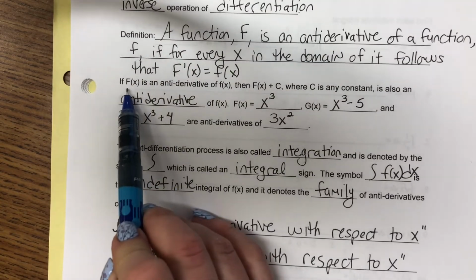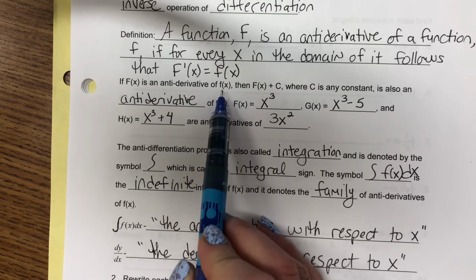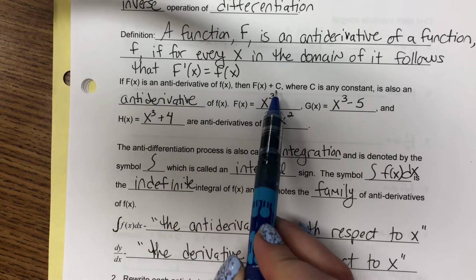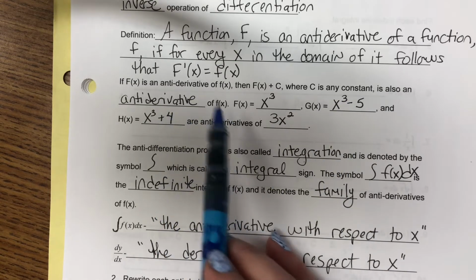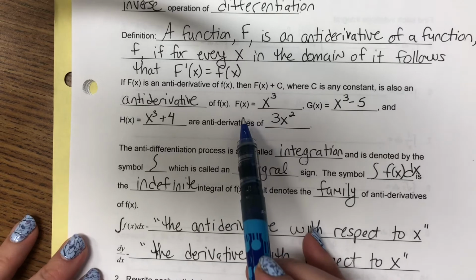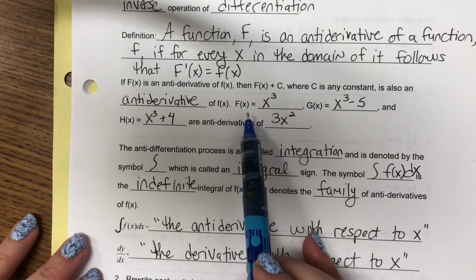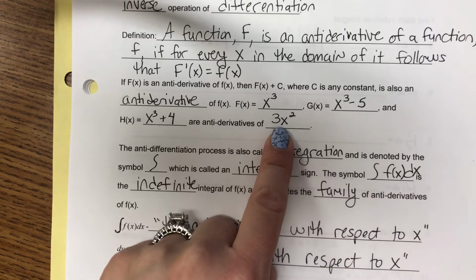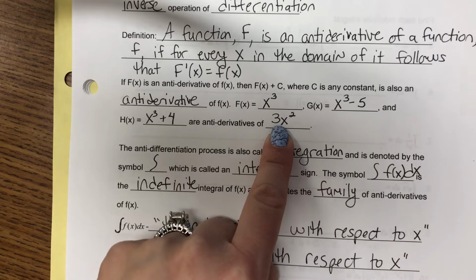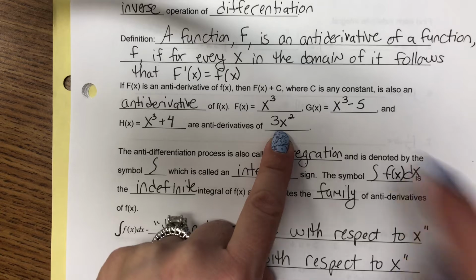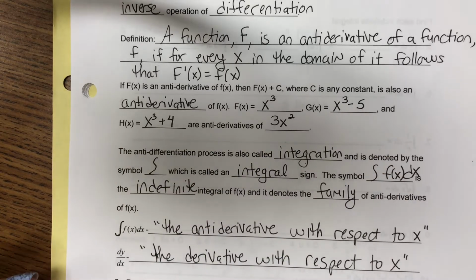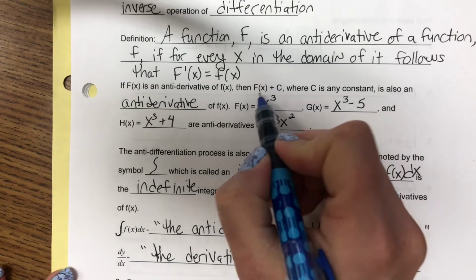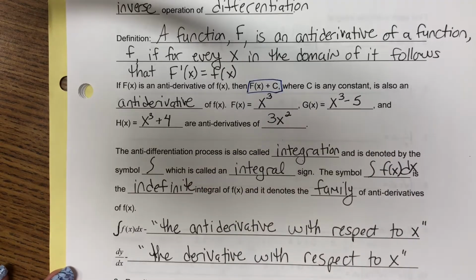If capital F of x is the antiderivative of lowercase f, then capital F plus c, where c is any constant, is also the antiderivative. So this is laying out what I explained earlier with the plus c. So it's possible that if we start with 3x squared, the antiderivative could be x cubed. It could have been x cubed minus 5. It could be x cubed plus 4. It could be x cubed plus or minus any constant. So we hold that spot in our answers with the plus c.